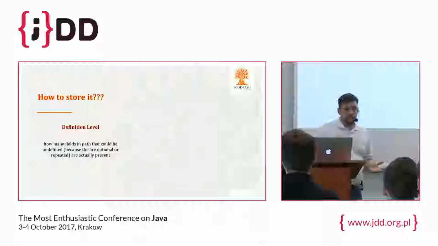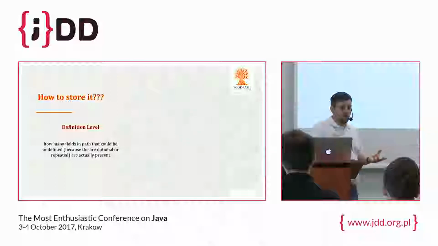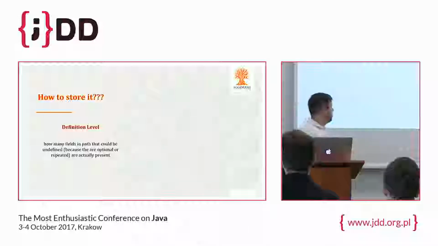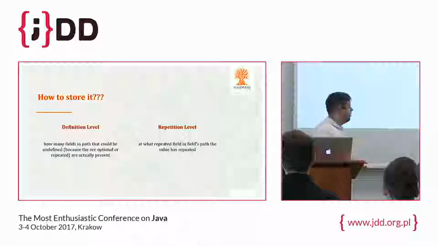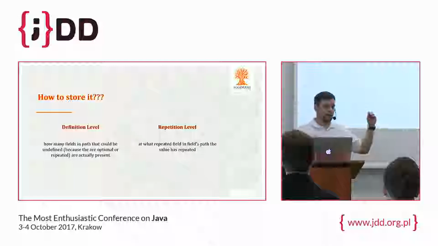How can we store it? Actually, besides the data, we need two variables. First is the definition level. This definition is taken directly from the Dremel paper, probably not clear yet, and we have a repetition level that is also taken from the paper. As you can see, we have only two small numbers to describe where we have this data in the schema structure.